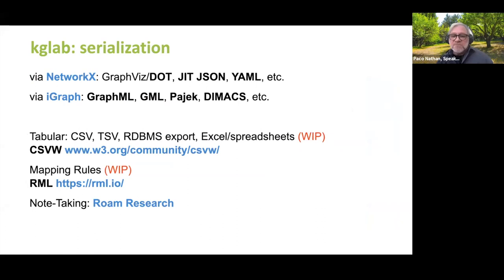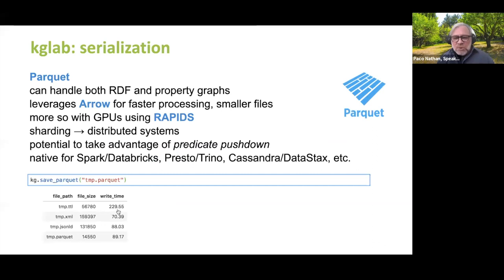And there are even more obscure ways if you want to work with DOT or YAML or GraphML, things like that. One of the more interesting areas is being able to import from Roam Research, because those are inherently graphs as well. But what we're finding is that Parquet, using Arrow, is the most efficient for serialization with large graphs and graph data, or even small graph data. It's orders of magnitude more effective than other formats, and it's also native for things like Spark, Trino and Cassandra.